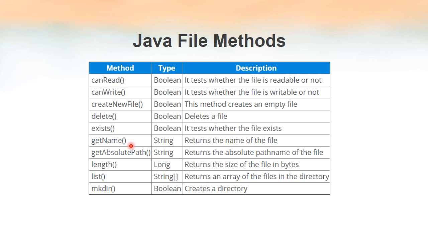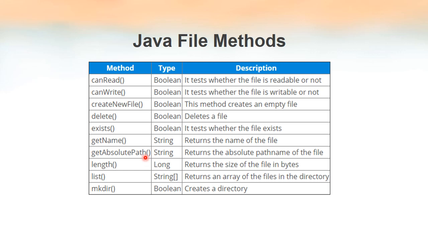Then getName. What's the meaning of those two words, get name? To get the name, right? So this method is used to get the name of the file. Here the return type is String. So this method returns the name of the file as a string.